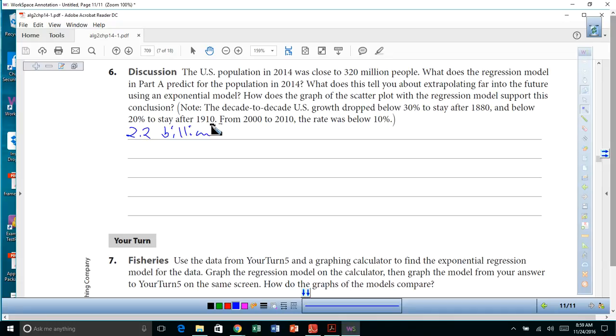What does this tell you about extrapolating far into the future using an exponential model? Well, you should be very cautious. And you should be, because maintaining a certain amount of growth is hard to do over a long period of time. It's like, have you ever sprinted?